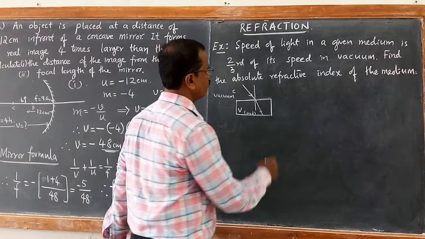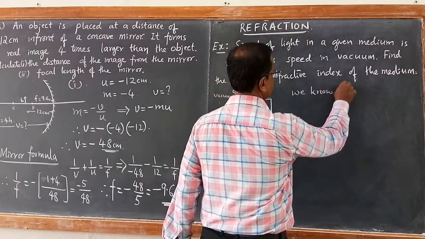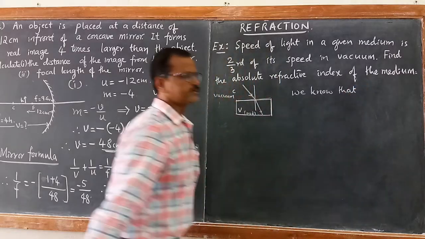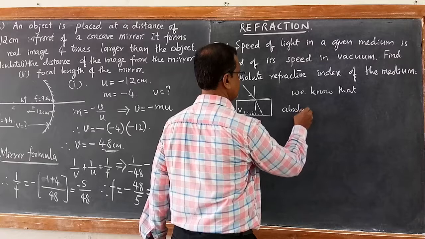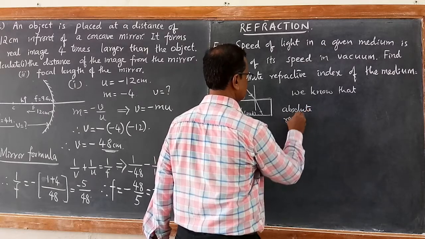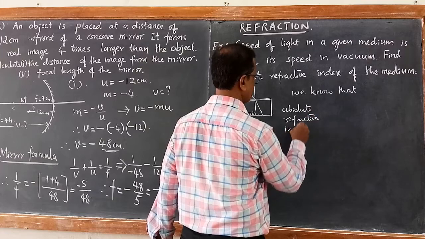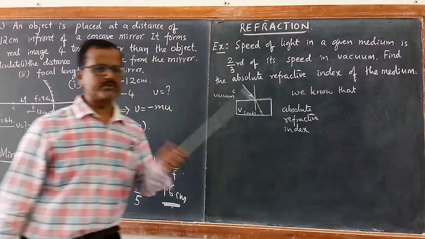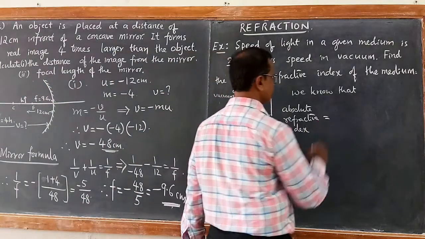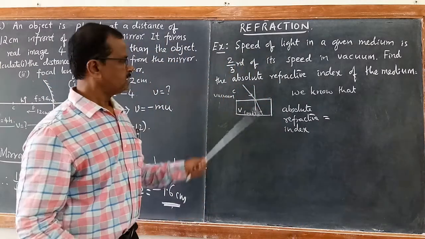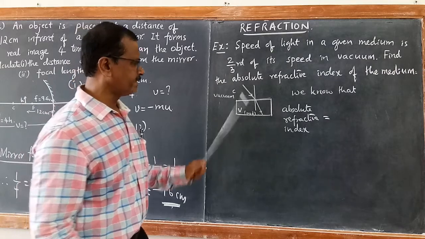Then we know that absolute refractive index. Last time we have defined it. Once again I am writing the same thing. Absolute refractive index is the ratio of speed of light in vacuum to the speed of light in medium.